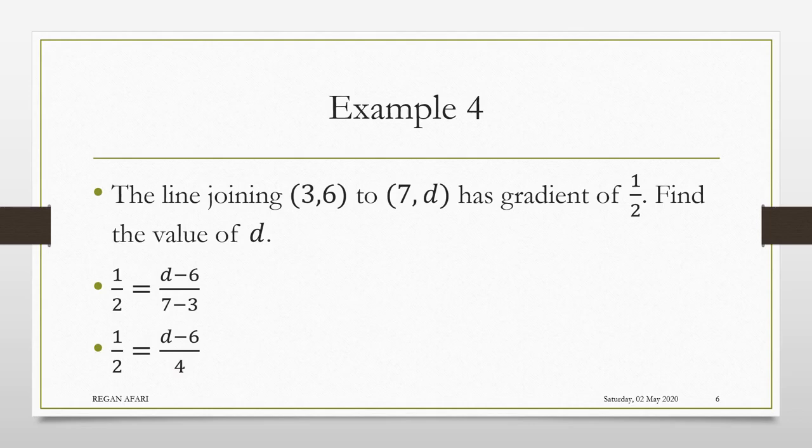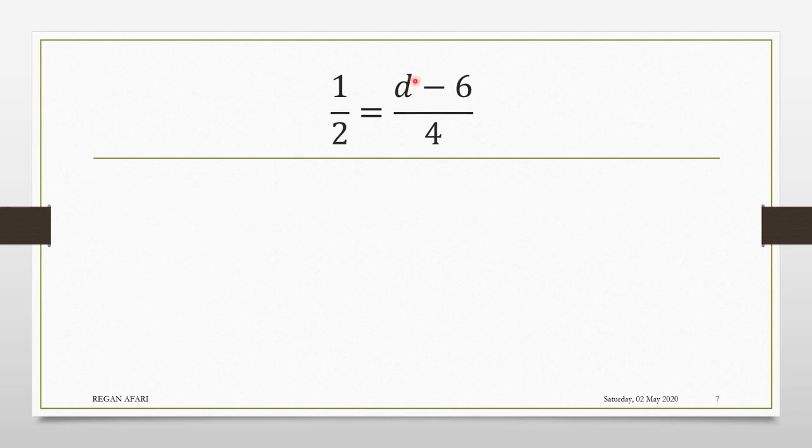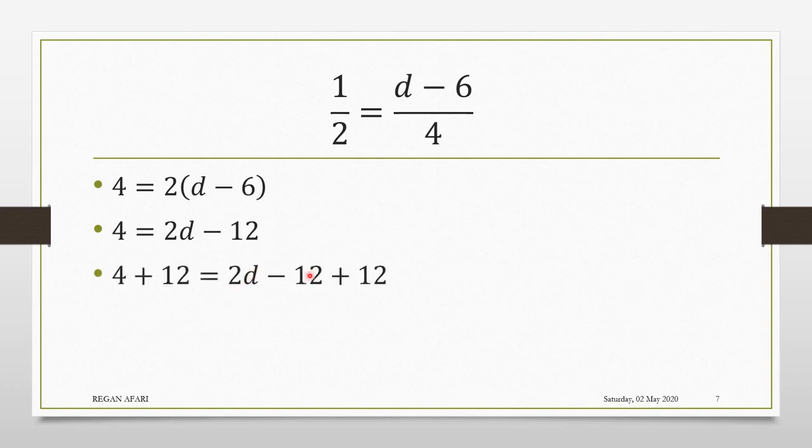I'll repeat this on the next slide. So we have this. Now we solve for D. Let's cross multiply, so 4 times 1 and then 2 times this. Then we expand this bracket, and we will get 2D minus 12. Then we add 12 to both sides so that this part will be 0. So we have 16 is equal to 2D. Then we divide through by 2. So D is 8.